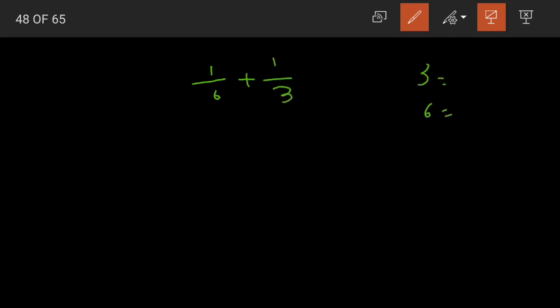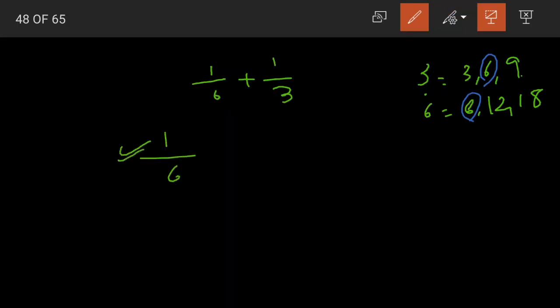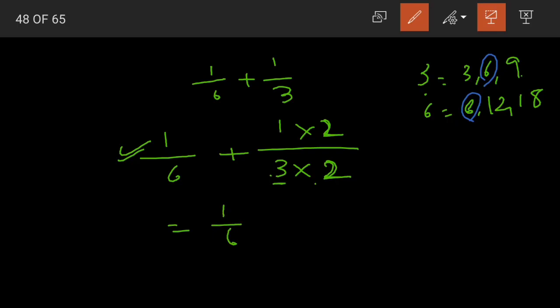These two are unlike fractions, so we have to find out the LCM. The multiples of 3 are 3, 6, 9. The multiples of 6 are 6, 12 and 18. The least common multiple is 6. 1 by 6 already has 6 as the denominator, so let us leave it as it is. Then for 1 by 3, 3 into 2 is equal to 6, so we multiply the numerator and denominator with 2. 1 twos are 2 divided by 3 twos are 6.